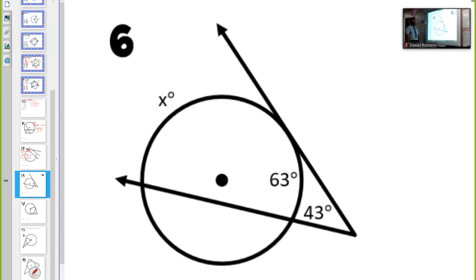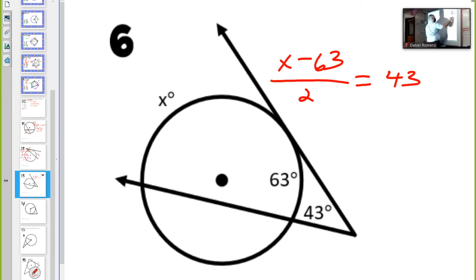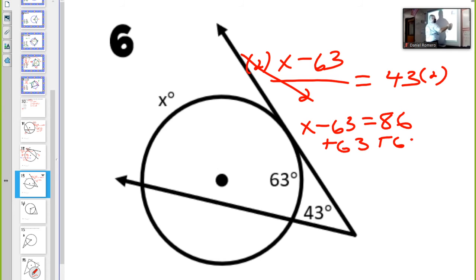Okay, where's this intersection happening? It is on the outside. What's the big arc going to be here? X, good. The minus is on the outside. What's the little arc? What's the furthest down the middle? 63 divided by 2 is equal to 43. Times 2 times 2 times minus 63 is equal to 86. Plus 63 times 149. Let's type in the 149.